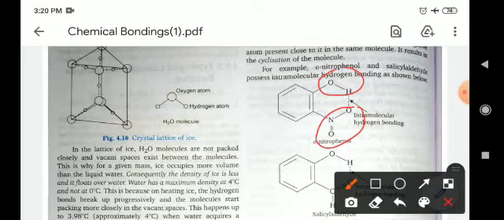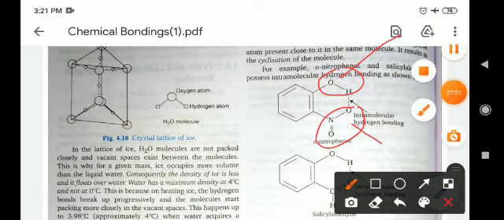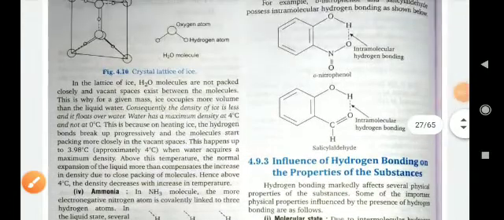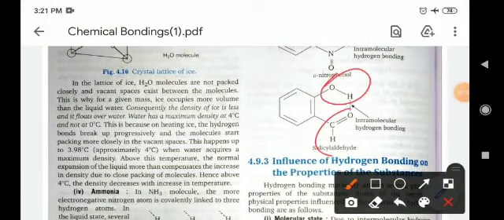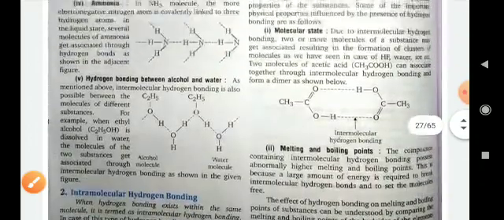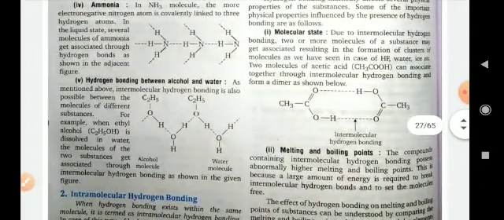Orthonitrophenol is a single compound, but there are two groups attached to it, and these groups form a hydrogen bond between them. So this type of hydrogen bonding is known as intramolecular hydrogen bonding. Another example is salicylaldehyde: the aldehydic group and the alcoholic group will form a hydrogen bond between them.